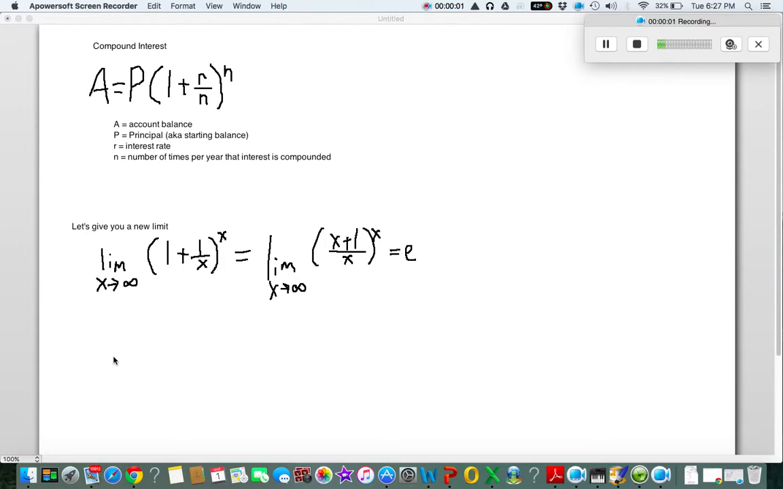Finish off our notes from last time. To start with, we're going to talk about compound interest. This equation you should have seen in a previous math class.